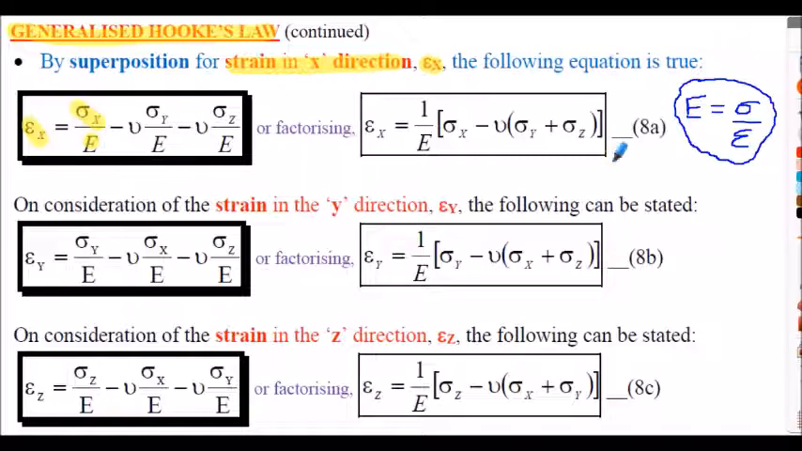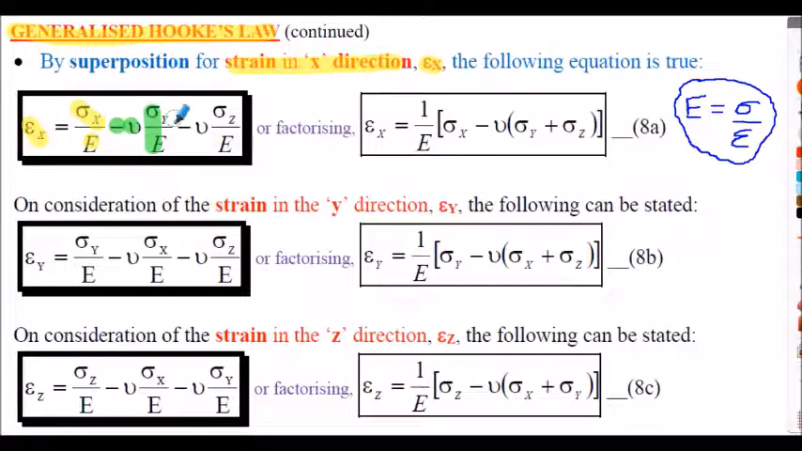But if I'm going to now consider the strain in the x direction, I've got to now consider the effect of the y strain on the x direction. So pulling in the y direction, stressing my component in the y direction, will produce a negative strain in the x direction due to the Poisson effect.